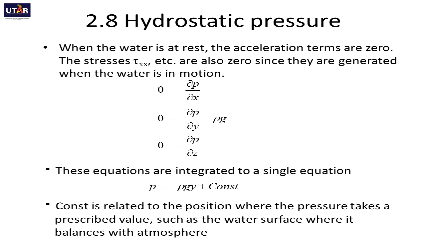Const, C-O-N-S-T, is related to the position where the pressure takes a prescribed value, such as the water surface, where it is equal to the atmospheric pressure. What should be noticed here is that this equation is meaningful only when there is a point or a surface where the pressure takes a special value, like atmospheric pressure.